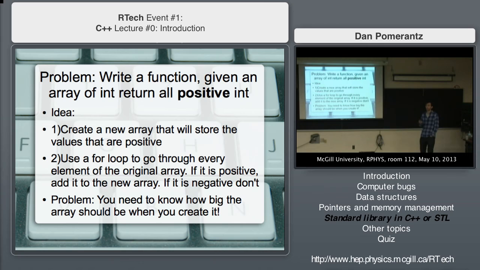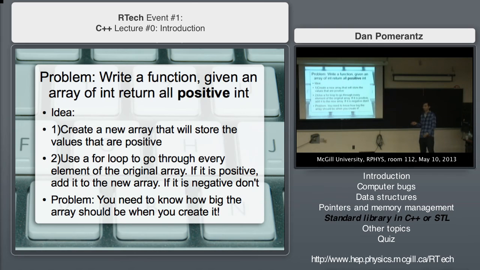And I'd set up some sort of for loop or while loop to look at my original array, check whether or not the element is positive. If it's positive, add it to my new array. If it's negative, then I don't add it. But the problem, as it says at the bottom here, is that you don't know how big this array should be when you first create it.